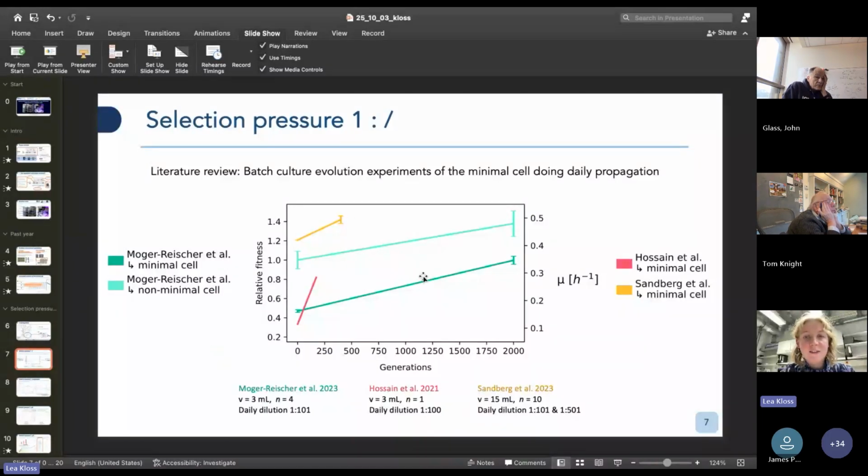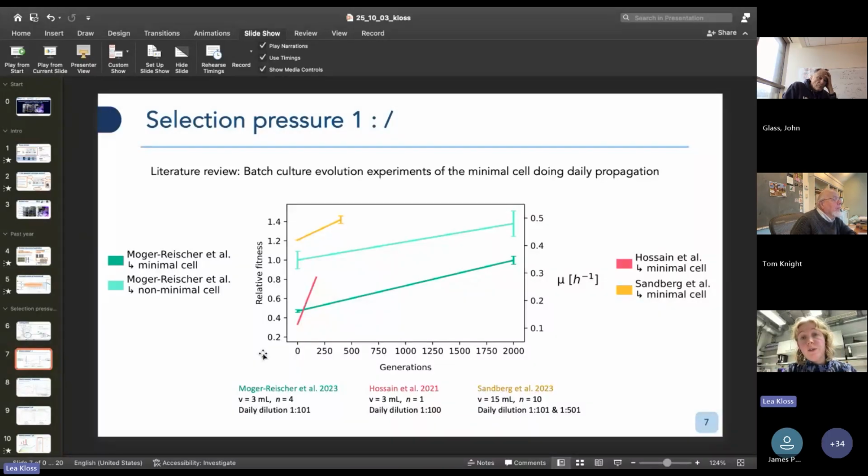And here you can see a synthesis of the 3 evolution experiments that have been performed so far with the minimal cell. On the left, Mugareisha et al., who measured relative fitness. On the right, Hossain and Sandberg et al., who measured growth rates. They performed experiments over different numbers of generations and could nicely see that fitness increases during evolution. So we can say the cells probably are not in an optimal state already, because genome reduction probably led to not everything being optimal, and also every evolution in the lab leads to an increase in growth rate if the cells are not already adapted to the lab.